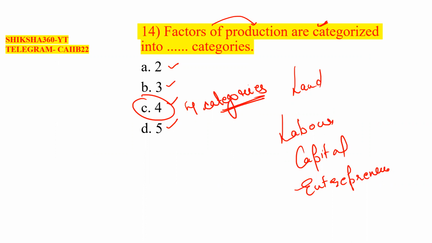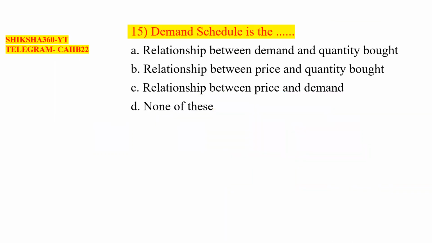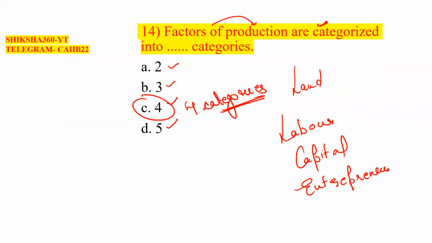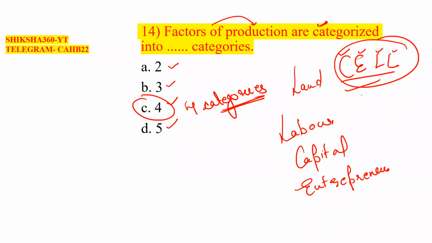Now move towards question number 15. Some students also remember the short form, CELL: Capital, Entrepreneur, Land, Labor. You can also remember it this way. This is a very straightforward question for the examination.